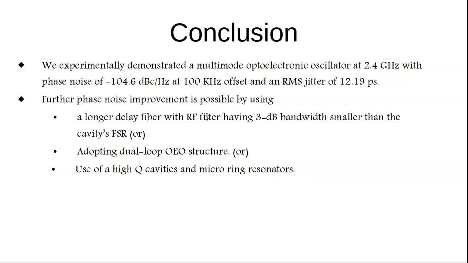Further phase noise improvement is possible by using a longer delay fiber with an RF filter having a 3 dB bandwidth smaller than the cavity FSR, or adopting a dual loop OEO structure, or use of high Q cavities and a microring resonator.